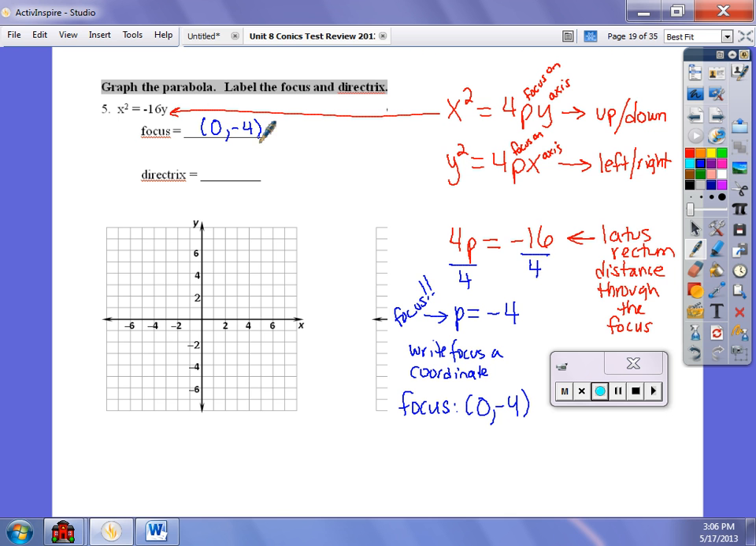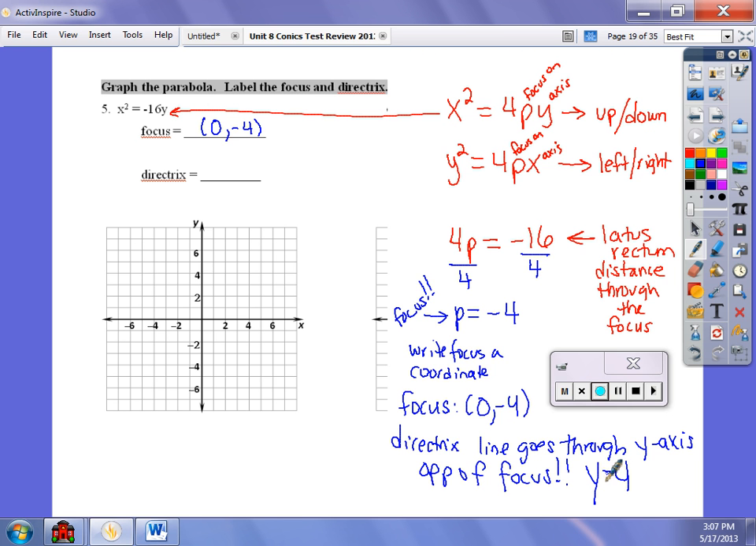Our directrix is a line that goes through whatever axis we're looking at. So it goes through the y-axis. It's always the opposite of the focus. So if the focus is negative 4, the directrix is going to be positive 4. But remember, since it's a line, it has to have an equation. So this is the equation, y equals 4. If you miss the y equals, you will lose points.